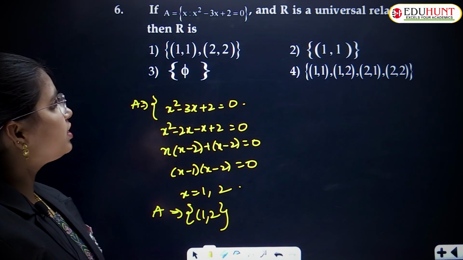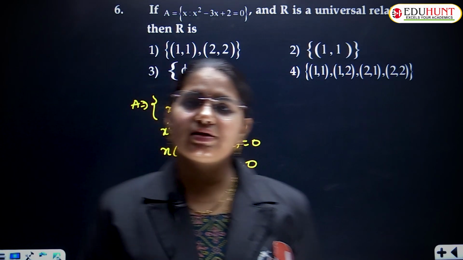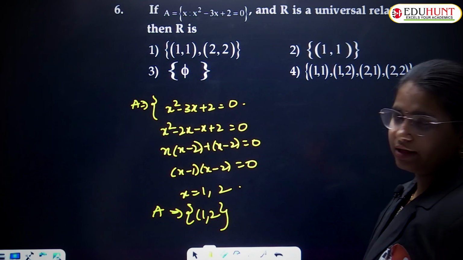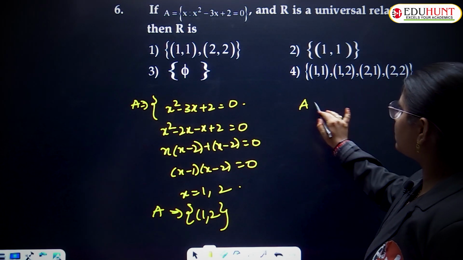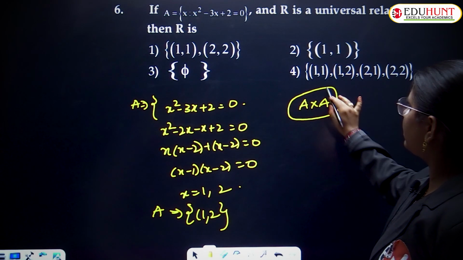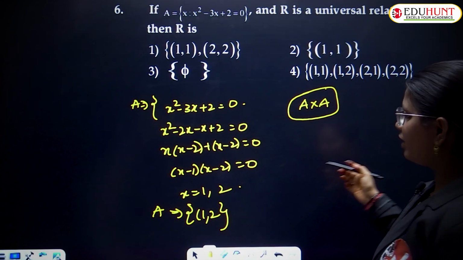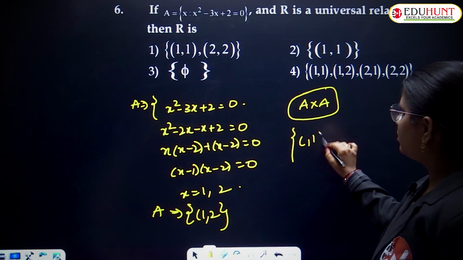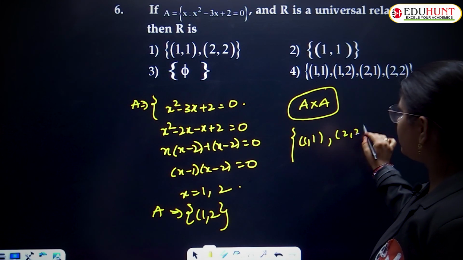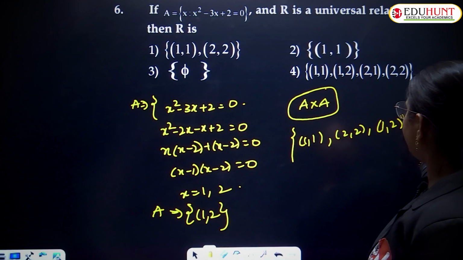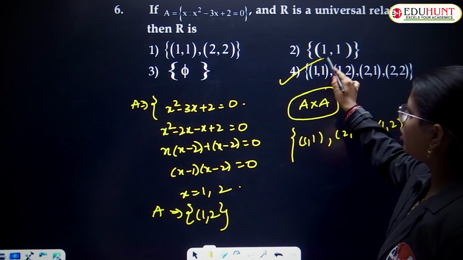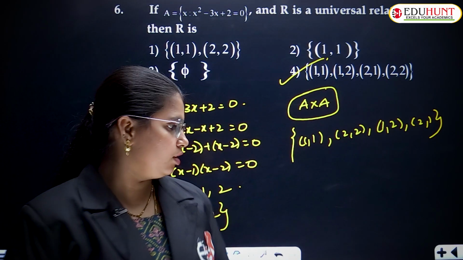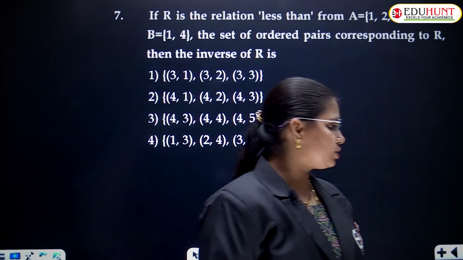And R is a universal relation on A. Universal relation in the sense you will have to write all the elements. A cross A is the universal relation of A, right? So whenever you are doing A cross A, how to do it? (1, 1). Next you will have (2, 2). Next (1, 2) and (2, 1). So which is option 4. Am I clear with this question? Understood? So let's move forward to the next one.